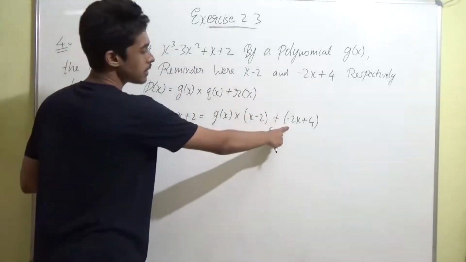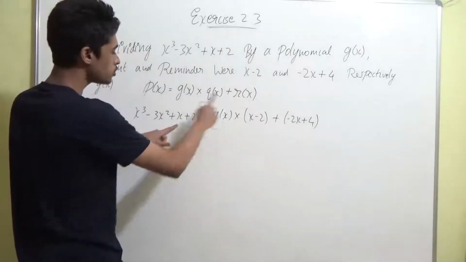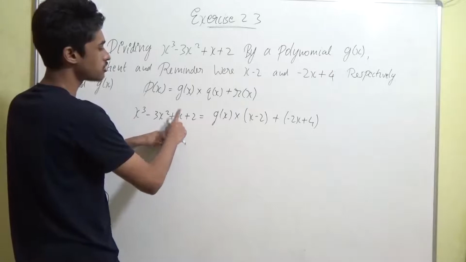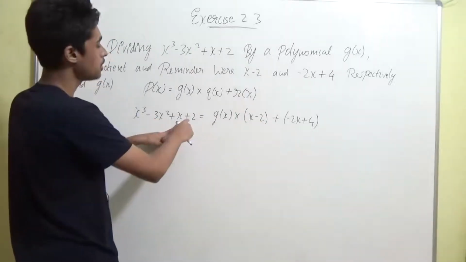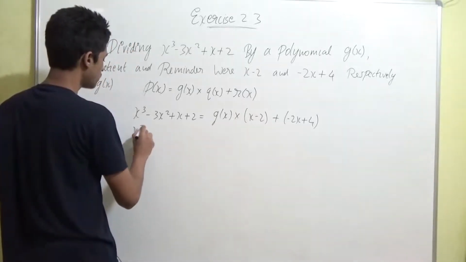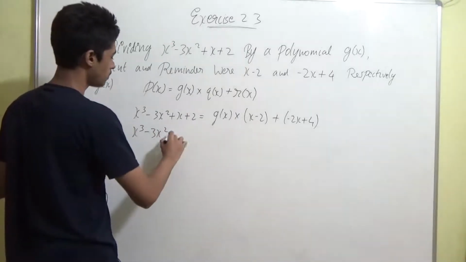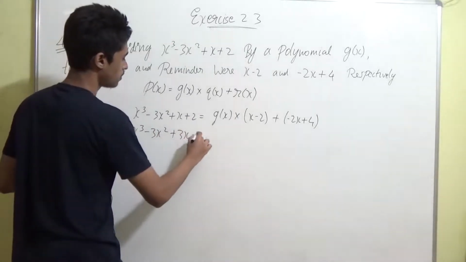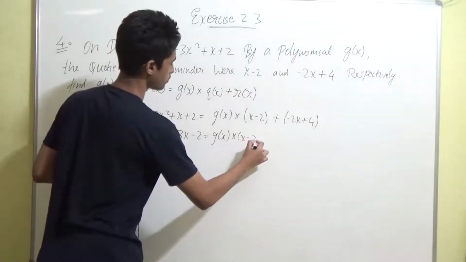Now when this is minus 2x, when we bring it to the other side, it becomes plus 2x. When this plus 2x comes here, it becomes x plus 2x, which becomes 3x. And that 4, when it comes here, it becomes minus 4. Plus 2 minus 4 becomes minus 2. So here it becomes finally, right? It becomes equal to g of x into x minus 2.